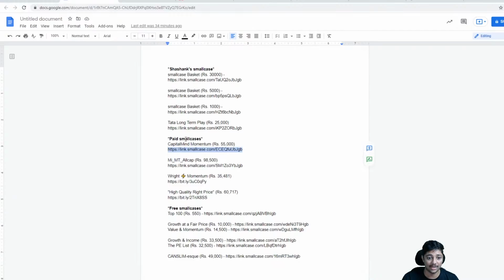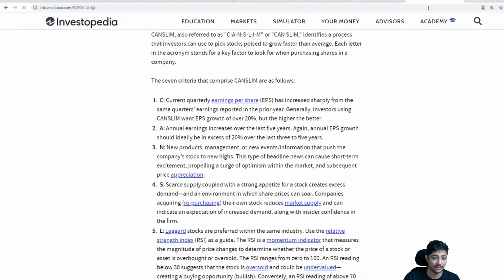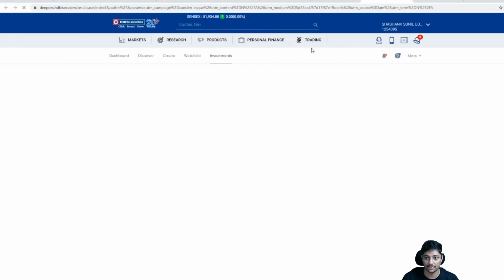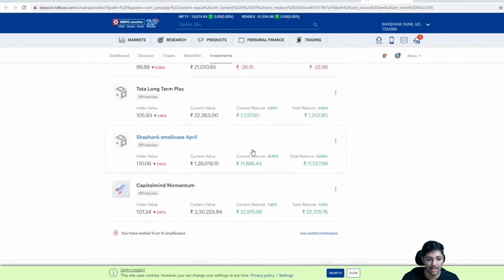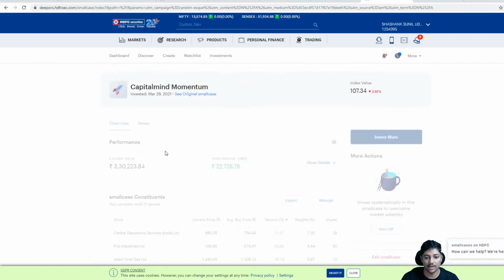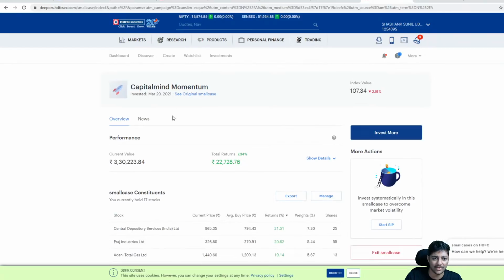It is called CapitalMind. Let me open CapitalMind for you, and also let me open it here as well, because I've invested in it. I can actually show it to you. So see this. This is CapitalMind Momentum. I put more money today only. I have invested in this since March 29, which was my first investment, right? Every month I'm doing an SIP.